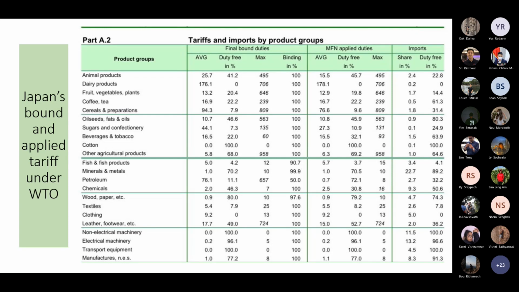I explained the word MFN to you already in the previous session. So again, you can see here the average bound duty by Japan, finalized in its schedule of concession submitted to the WTO for animal product, is 25.7%. But when it applied in reality, it applied only 15.5% as the applied duty. So can Japan apply 16 or 17% for animal product to all members if it wants to?